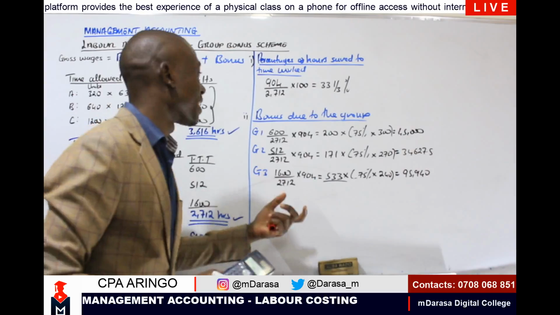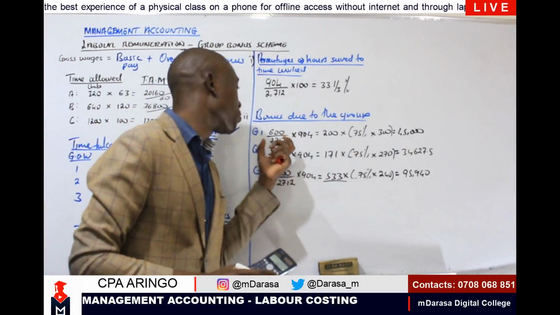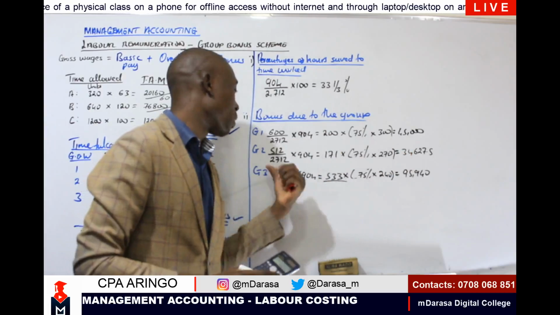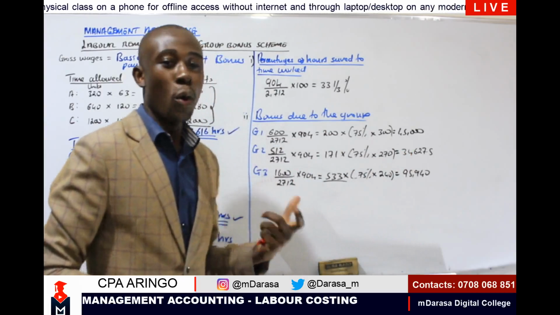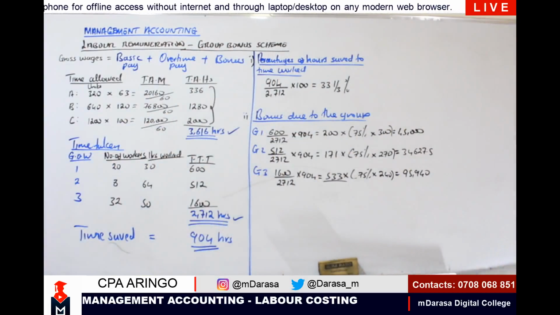So that is how we can determine the bonus due to the group. So you can clearly come and say group 1, that was the amount of bonus. Group 2, amount of bonus. Group 3, amount of bonus. So ideally, that is what you're supposed to do up to that point. What about the last question?